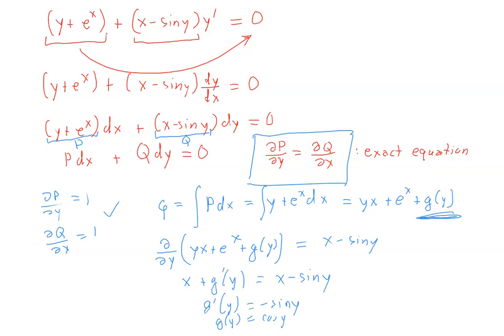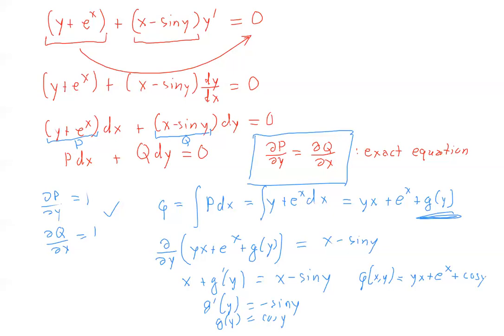So that means that the potential, if we consider this as a vector field, would have been yx plus e to the x plus cosine y. And now the idea is that the differential equation p dx plus q dy equal to 0 is really the same thing as saying that the differential of this is equal to 0. And if you have a function whose differential is equal to 0, at least locally, it's going to be constant.